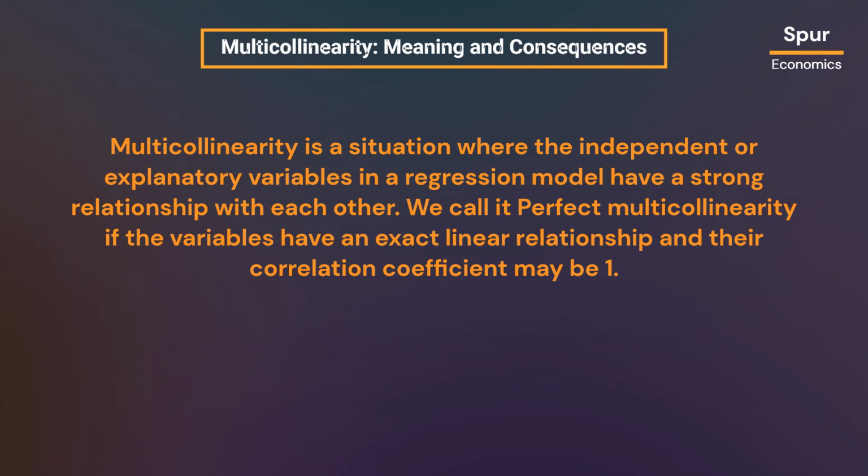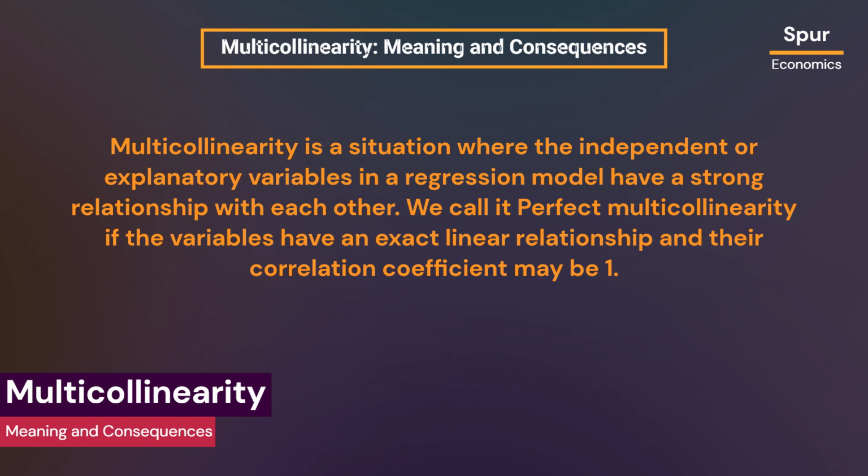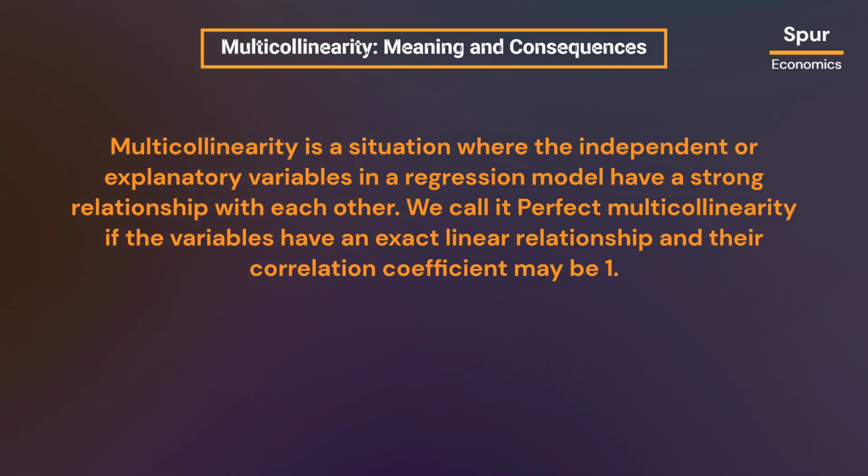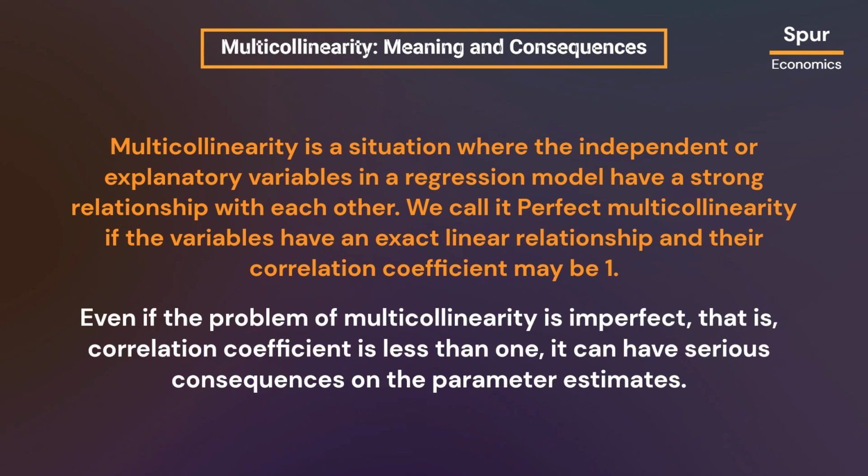Multicollinearity is a situation where the independent or explanatory variables in a regression model have a strong relationship with each other. We call it perfect multicollinearity if the variables have an exact linear relationship and their correlation coefficient may be 1. Even if the problem of multicollinearity is imperfect, that is, correlation coefficient is less than 1, it can have serious consequences on the parameter estimates.